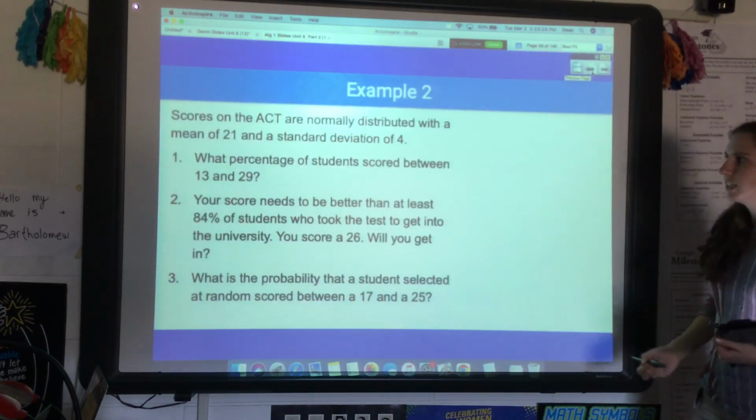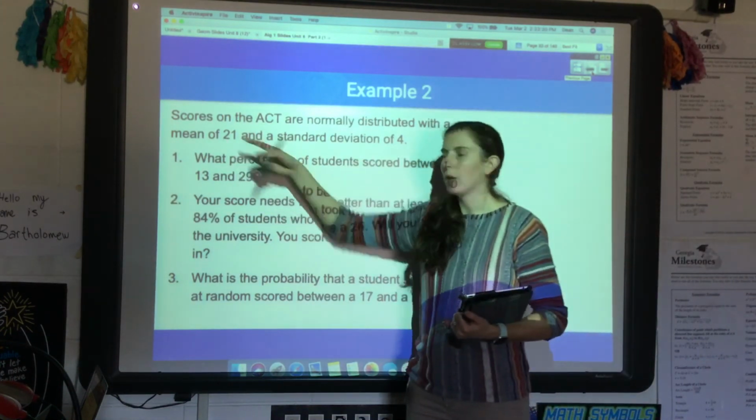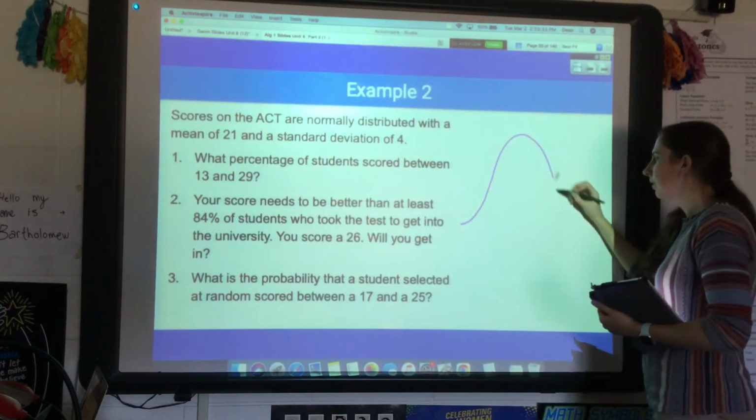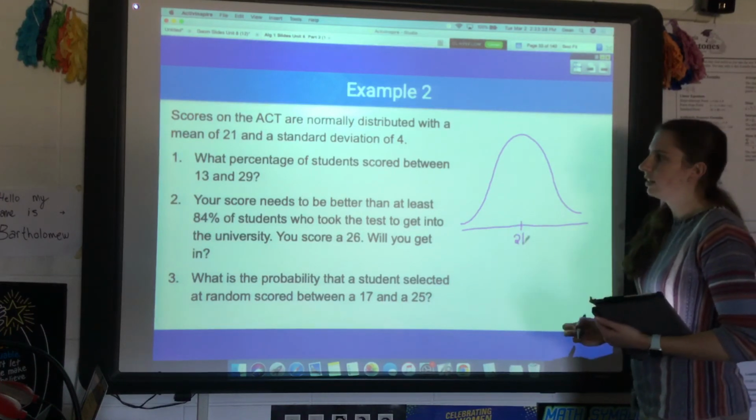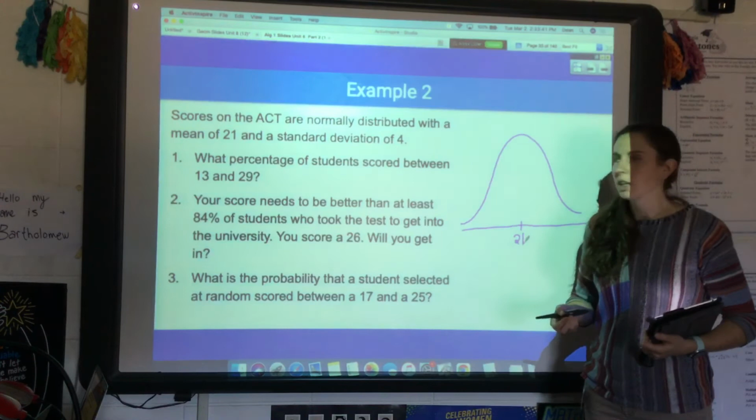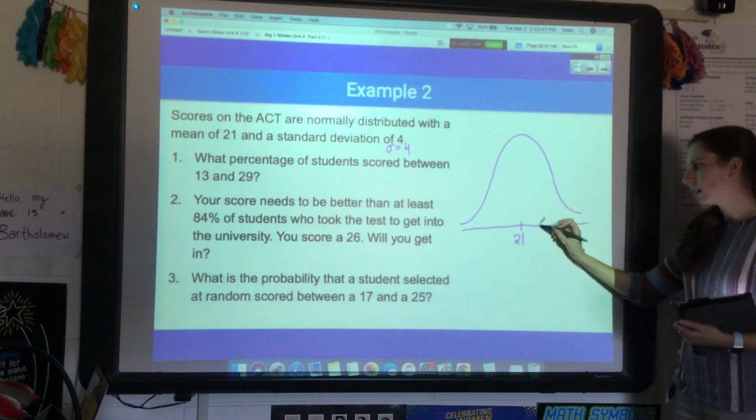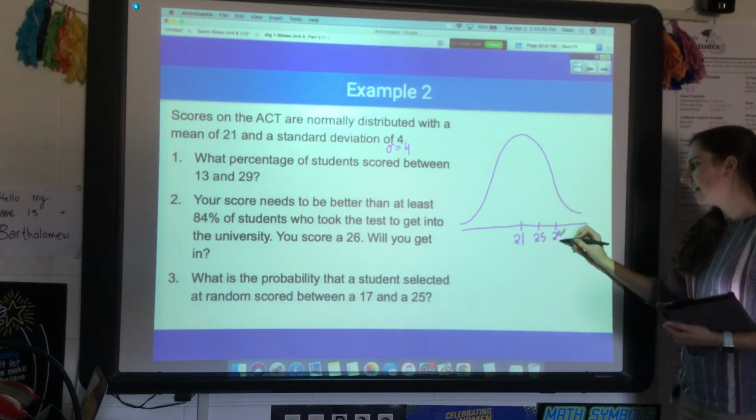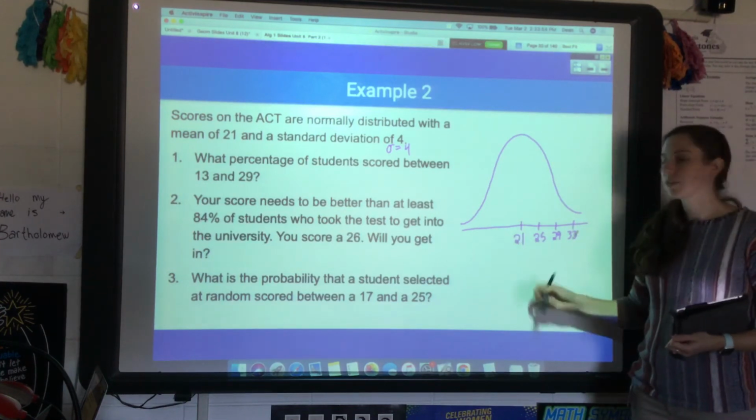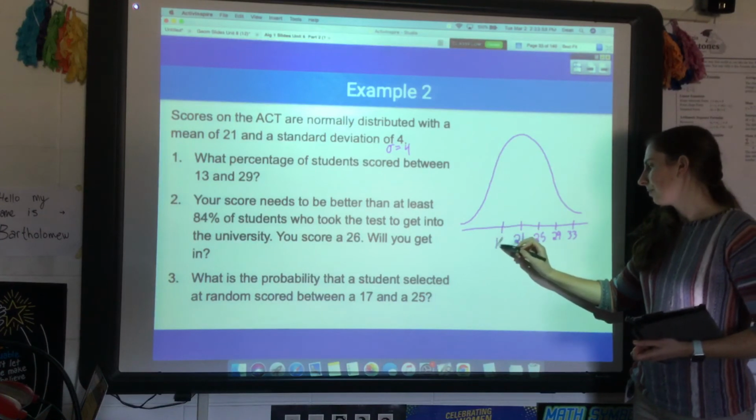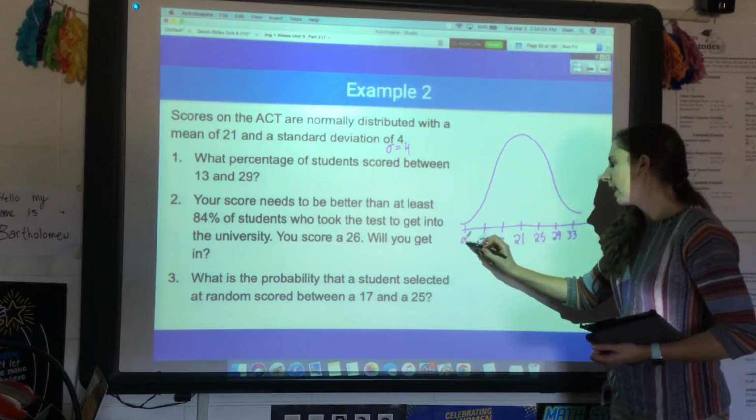Just one more example here. The scores on the ACT are normally distributed with a mean of 21, so that's what goes in the middle. And I really recommend drawing out your bell curve, so it's easy to visualize. So mean of 21. This time the standard deviation is 4, so I'm only going to add or subtract 4 each time. If I add 4, I'd be at 25, and then at 29, and then at 33. If I subtract 4, I'd be at 17, and then at 13, and then at 9.